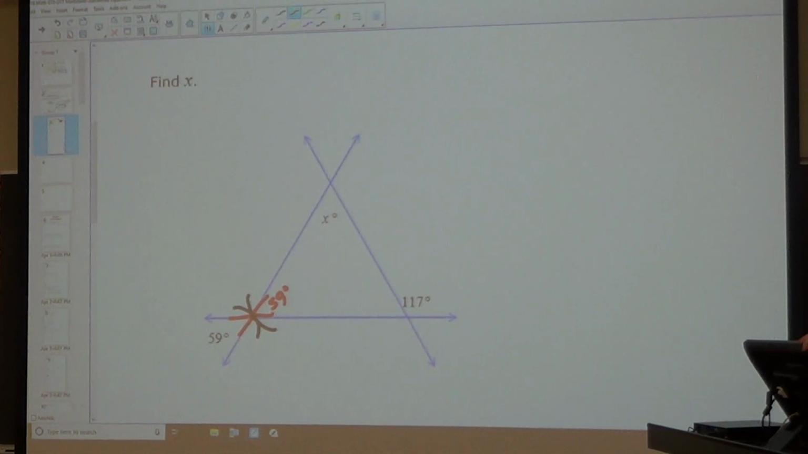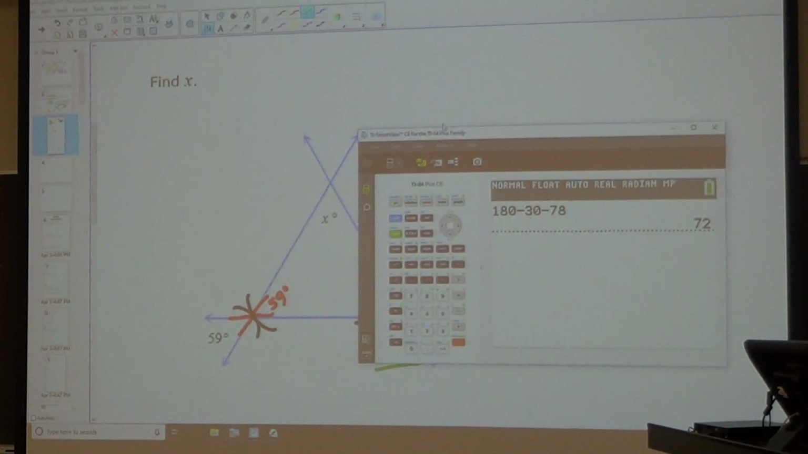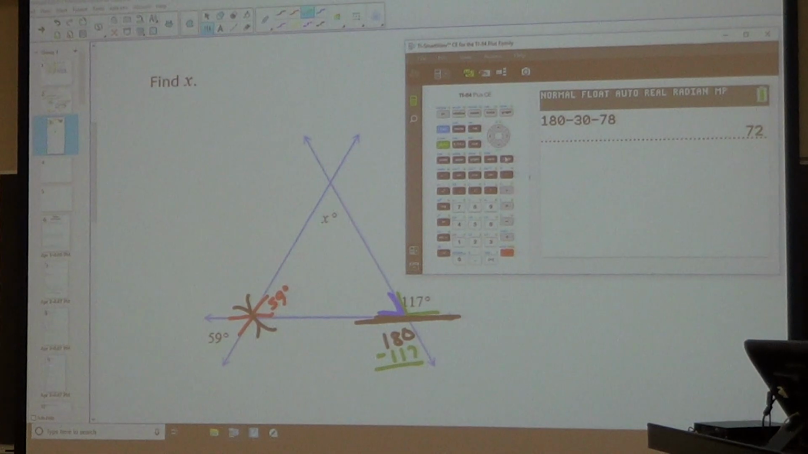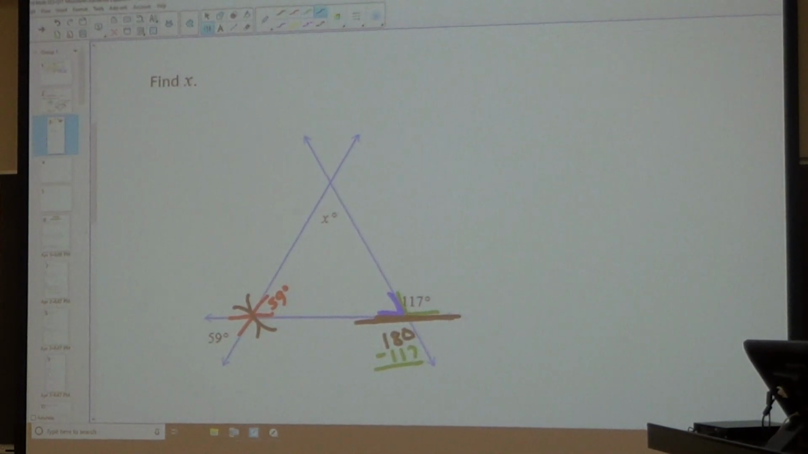I want to get from here to here. So you gotta do the 180? So it's going to be 180 minus the 117. So if I come over here, I'm going to do 180 minus 117. That gives me 63. I've gotten as close as I can from the other side. Now I am inside my triangle.